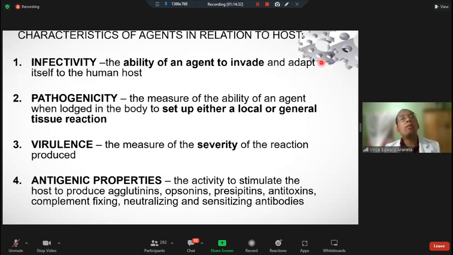So next, these are terms that you also have to be familiar with. Like what is infectivity? You just have to remember the ability of an agent to invade. Pathogenicity, ability to set up a reaction. Those are just simpler terms that you have to remember. Pathogenicity meaning again the ability to set up a local or general reaction. Virulence, you just have to remember severity, because it's a measure of the severity of the reaction produced.